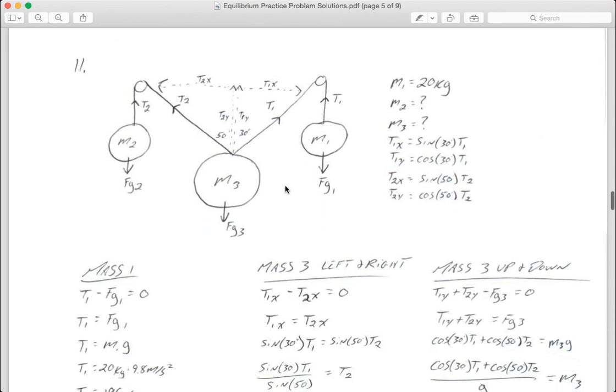Now we'll take a look at number 11, which is the biggest and longest problem on the review paper. But a big complex problem like this is really just a series of easier problems. You just have to break it into little pieces, little chunks. How do we do this?